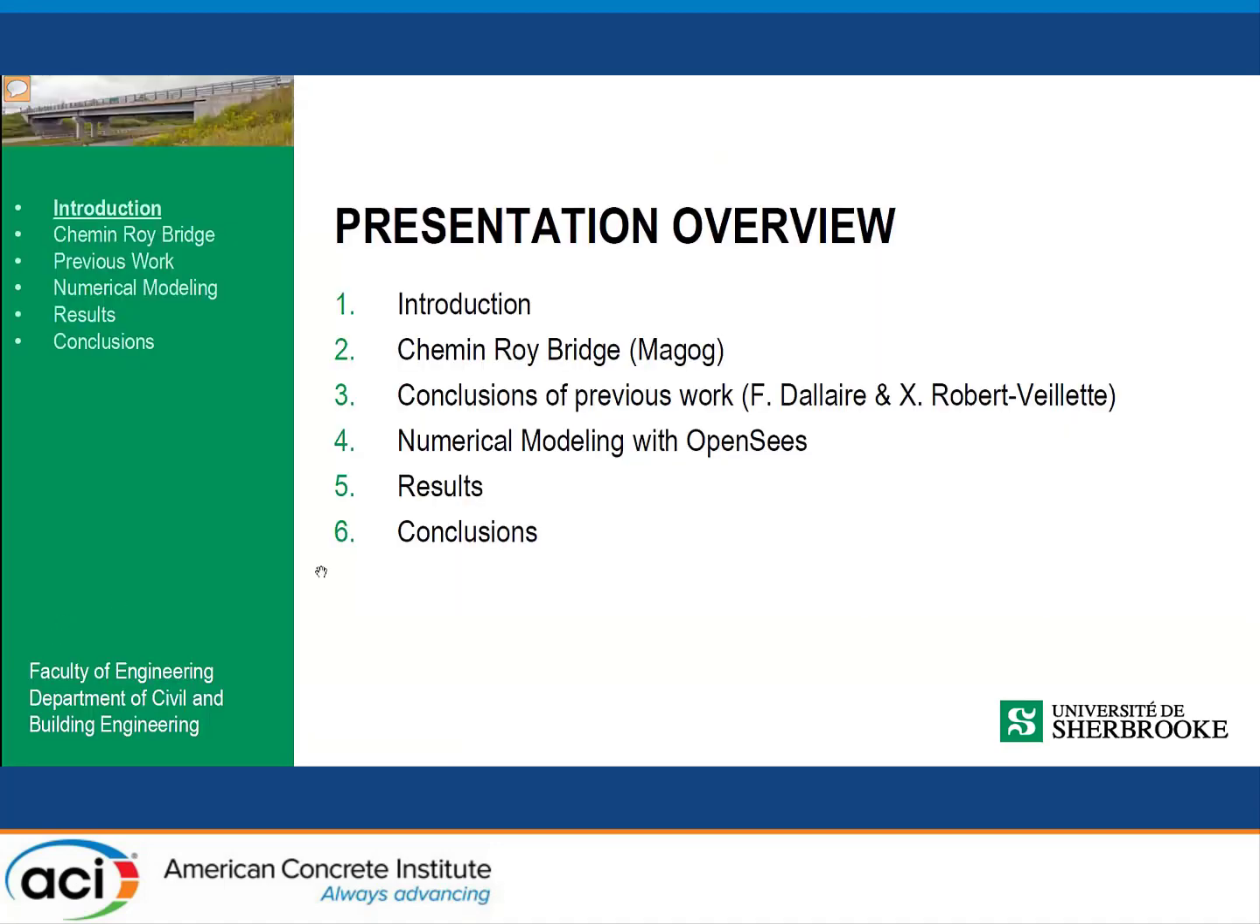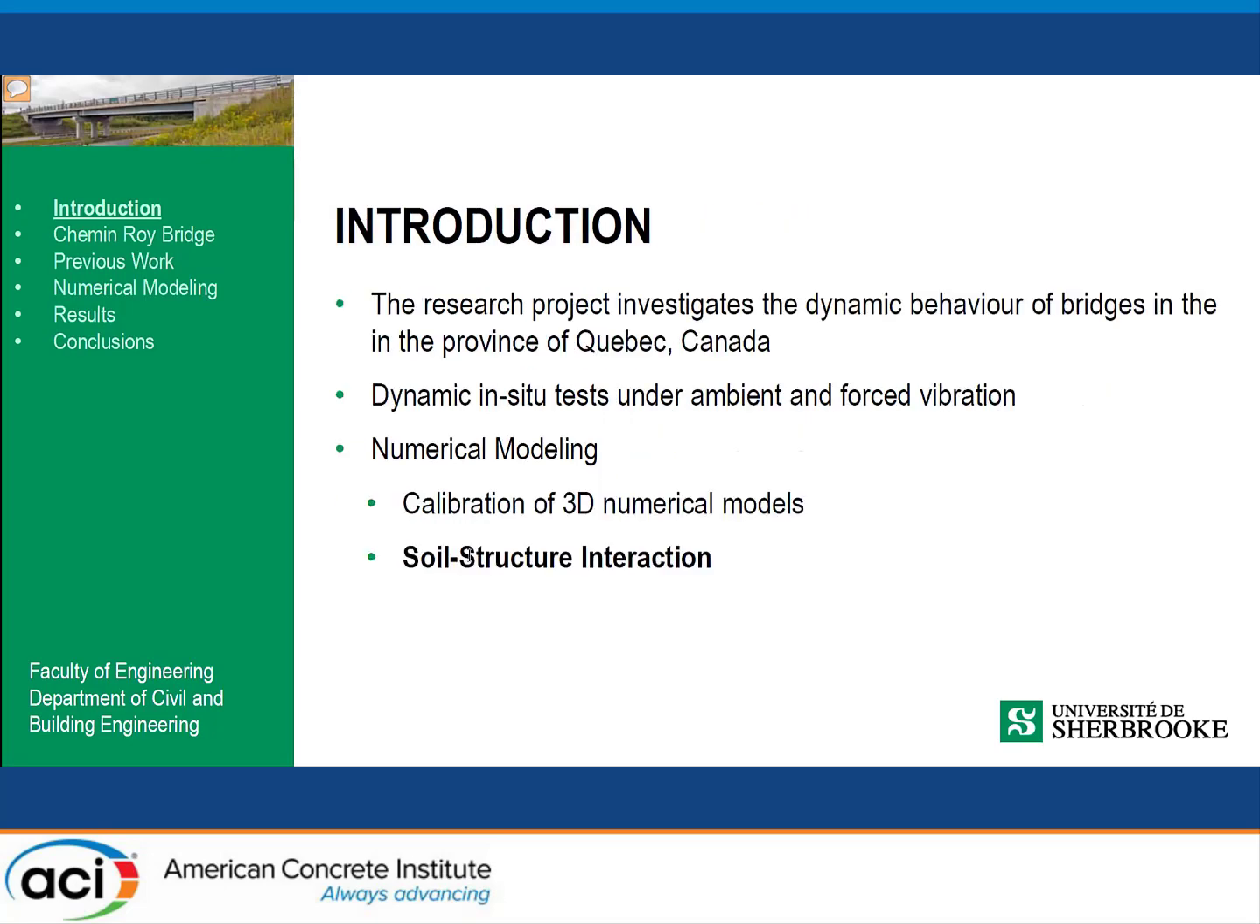This project started a few years ago with the study of three different typical highway bridges in Quebec. But today I will really focus on one case study, one bridge, the Chemin Roi. I don't know why I chose this one, maybe because of the name, or because it's in Magog where I live. It's a typical highway bridge. I will present some conclusions from previous work, numerical modeling details with OPENSEES, some results and conclusions.